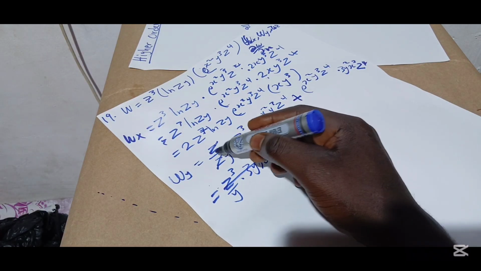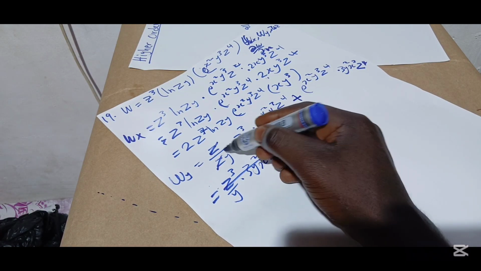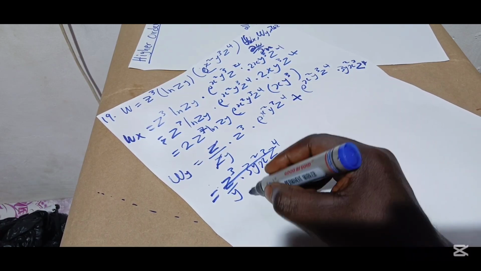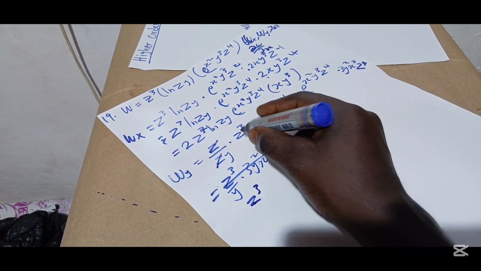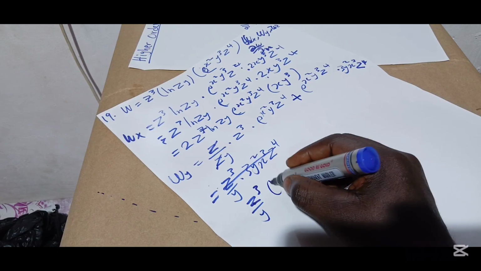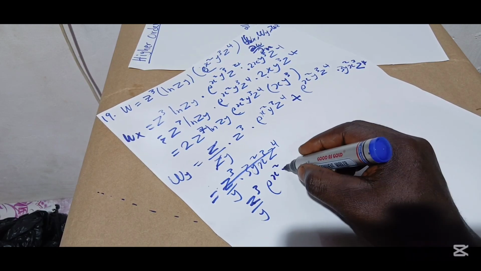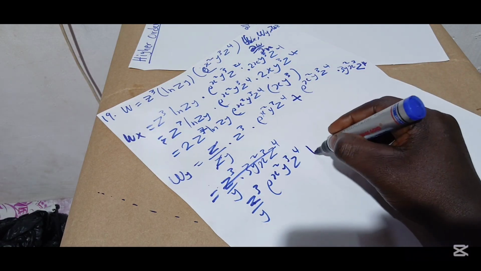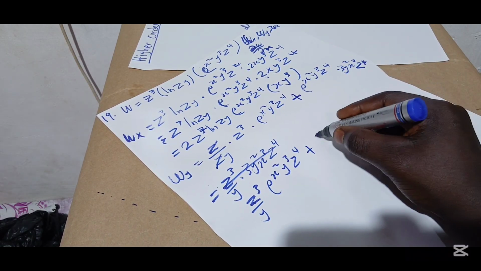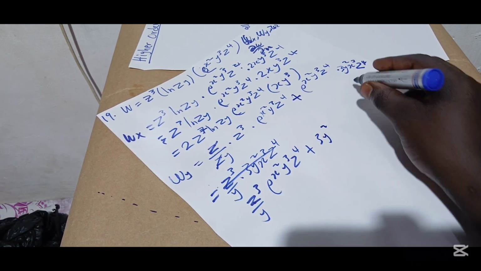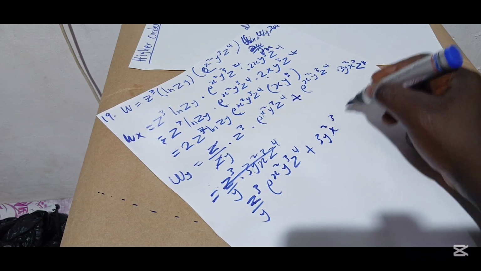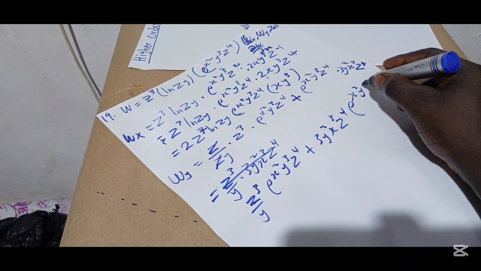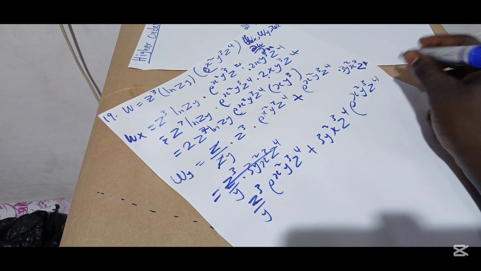So let's simplify this. This z will take care of this z, remaining 1 over y. So we can write it as z to the power 3 all over y, then e to the power x squared y cubed z to the power 4, plus 3y to the power 2 x to the power 3 z to the power 4 e to the power x squared y to the power 3 z to the power 4.